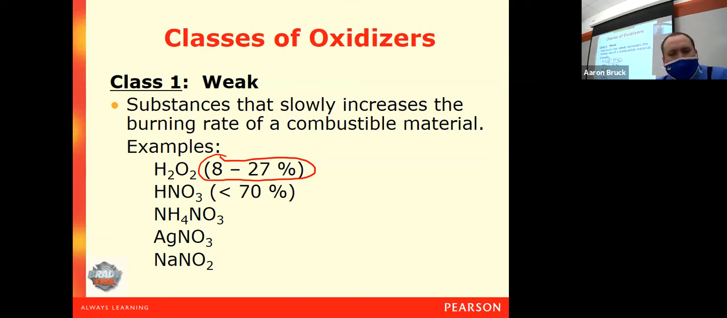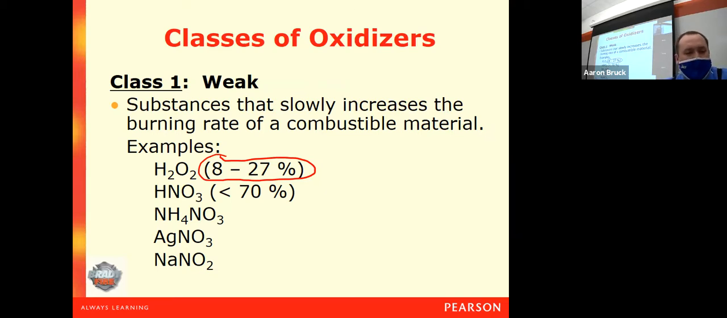Nitric acid, HNO3. Again, this one has a concentration value as well. Nitric acid is only sold as a solution. There is no such thing as solid or gaseous HNO3 floating around. At concentrations less than 70%, this is considered a weak oxidizer. Also in here, things like ammonium nitrate, very common component of fertilizer. Silver nitrate. At one time, silver was used in a number of processes for photo development. There are some other uses for silver nitrate out there as well.